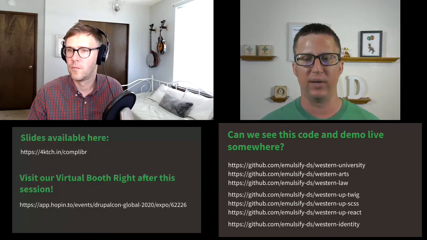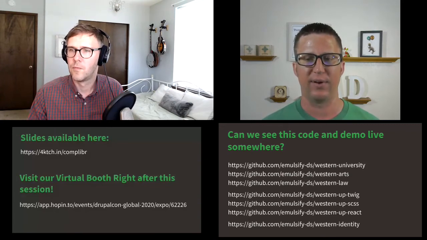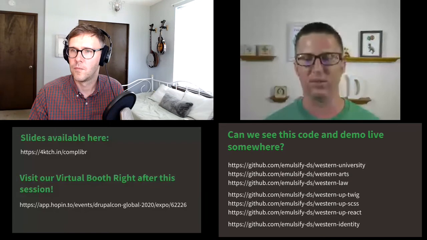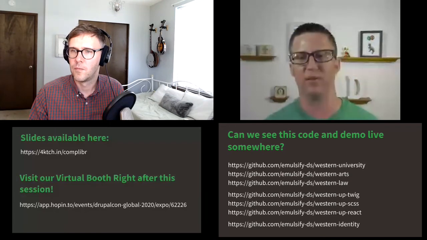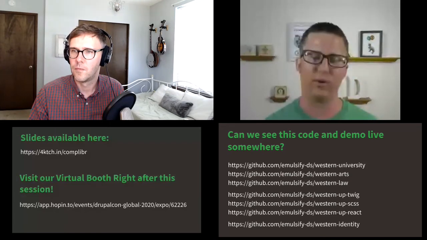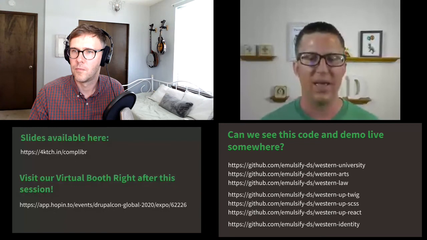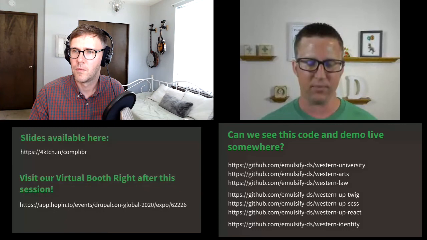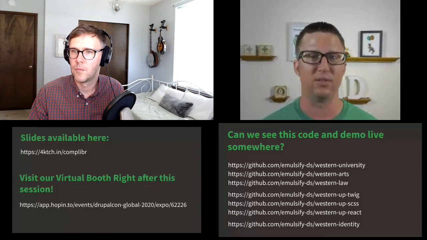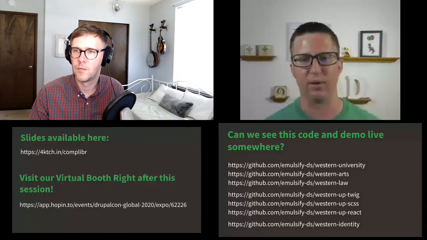The Western Up Twig, Western Up SCSS, and the Western Up React repositories are just that. One holds the Twig components, one holds all the styles, and one holds the React components. And then the last one, the Western Identity, is our example Gatsby style guide. So if you want to see how the style guide is put together, go there.